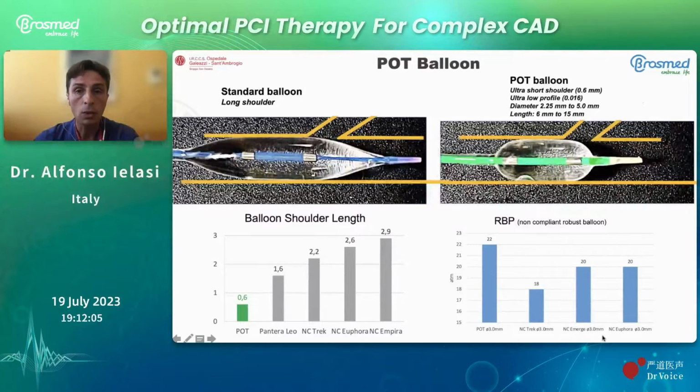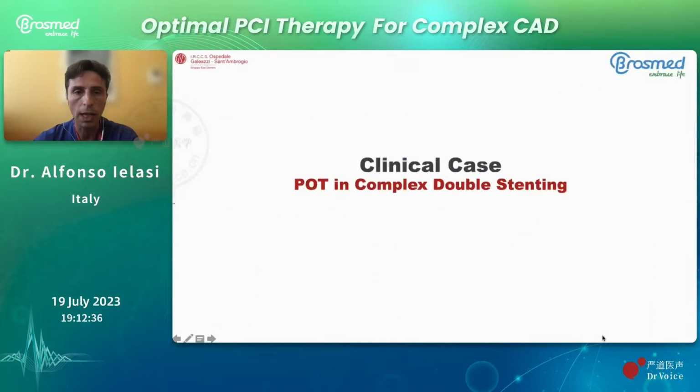It has an ultra low profile, which is very useful in order to cross and to navigate across tortuosity or calcification. It is available in diameters ranging from 2.25 to 5.0 and in lengths from 6 to 15 mm. Furthermore, it has a very interesting feature in terms of rated burst pressures, which are very high as compared to other devices. It means that we can use it safely during post dilatation.